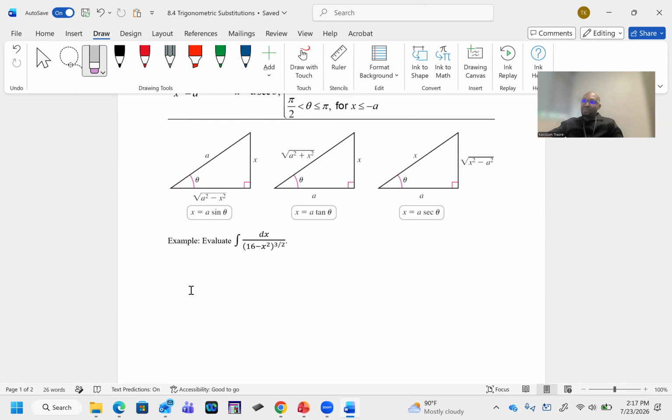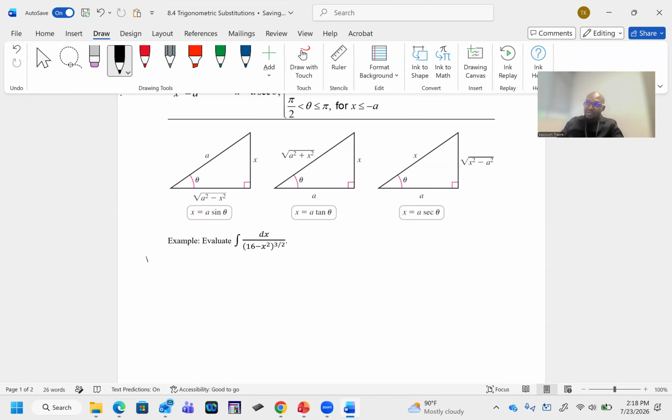So if you look at the first example that we are about to do, find the integral of dx divided by 16 minus x squared to the power of 3 divided by 2. If I'm doing this one, because again, as I said, the time. So the first thing is the term under the root is what? 16 minus x squared, right?